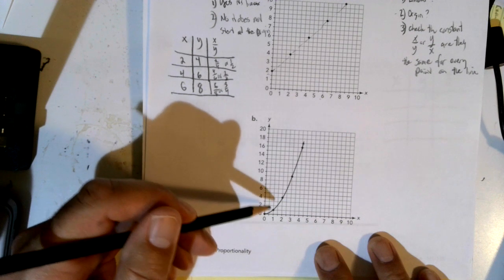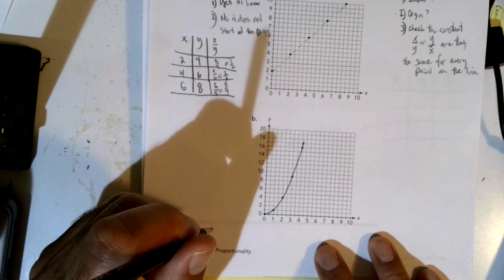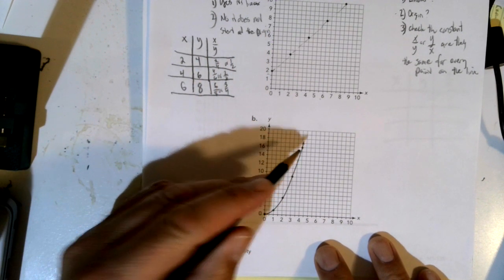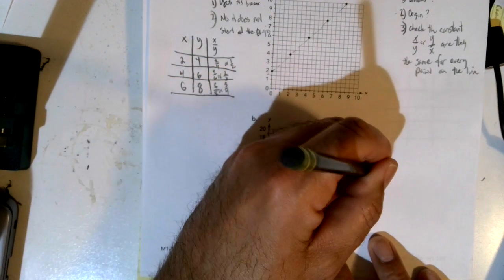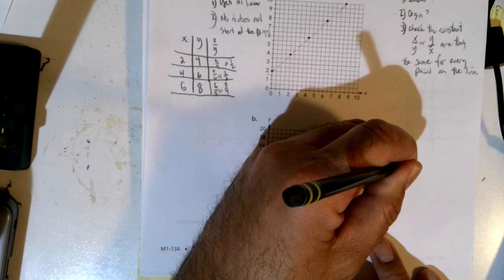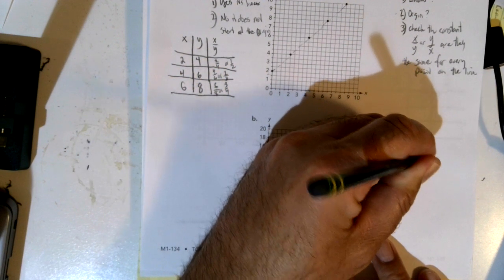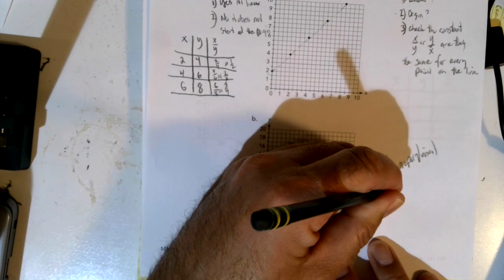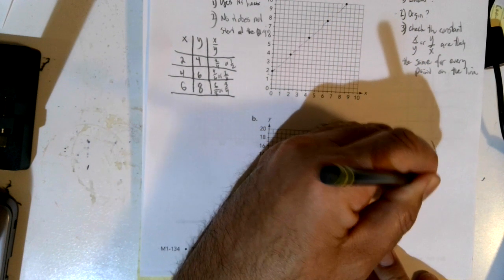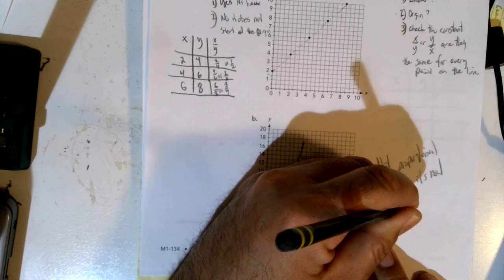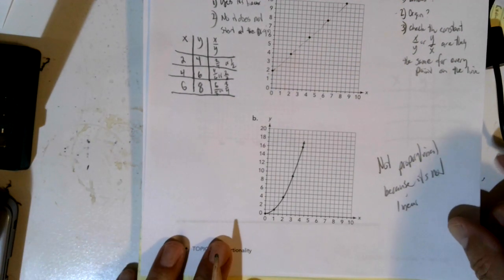So I see it starts in the origin, but this is not a linear relationship, so it's not proportional. So right away we can write down not proportional because it's not linear. And we could just stop right there. So we know it fails one of the tests right away. It's got to pass all three. So let's move on to C.